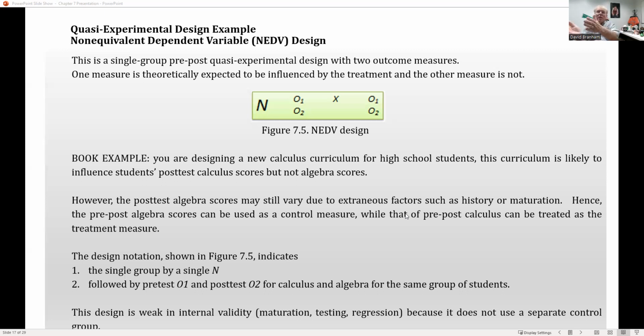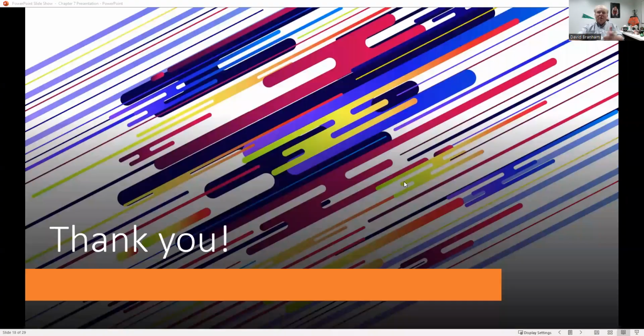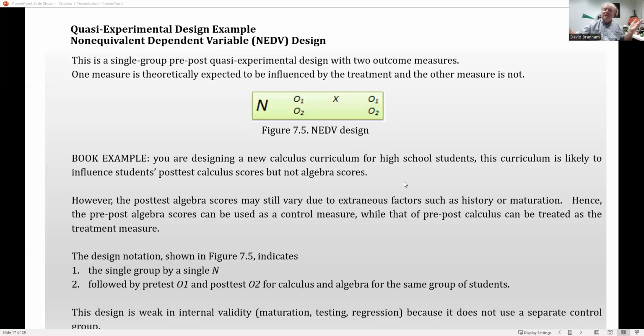Then you measure the new calculus score and the new algebra score. And then you see if there's a difference between O1 and O2. So if O1 moves a lot and O2 doesn't, then you could probably attribute it to the calculus curriculum.